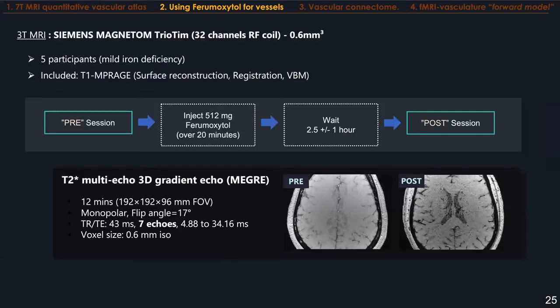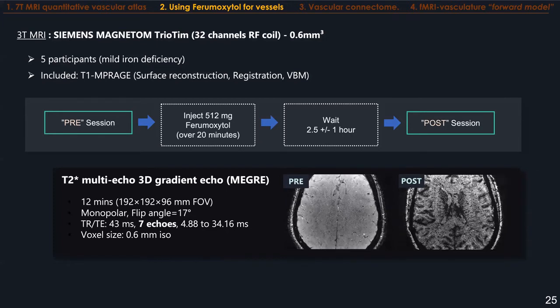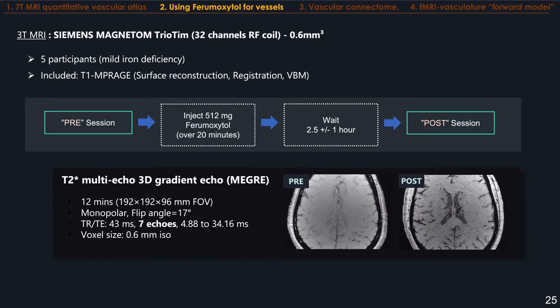To do this, we employed a multi-echo acquisition. It had 7 echoes of T2*. You can see the echoes going through in the animation here, and you can see that post-injection it gets really noisy really quickly. It's because of this increased T2* dephasing.